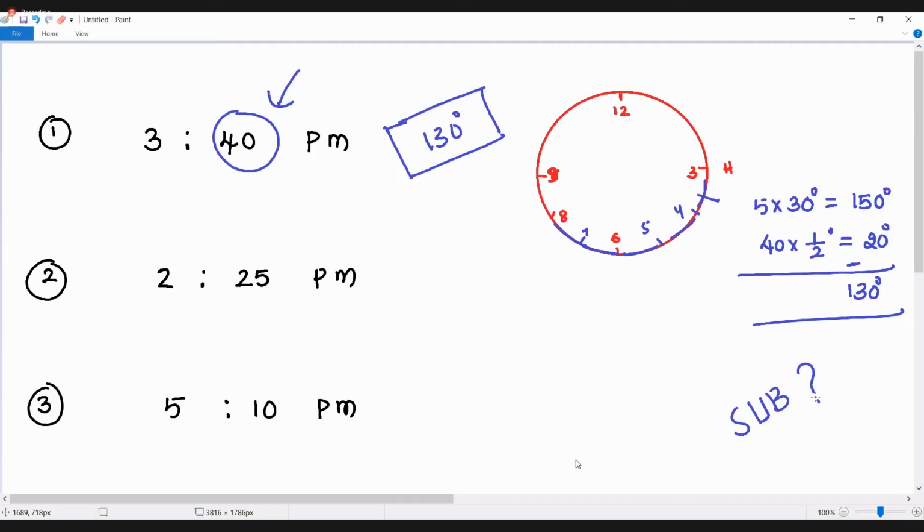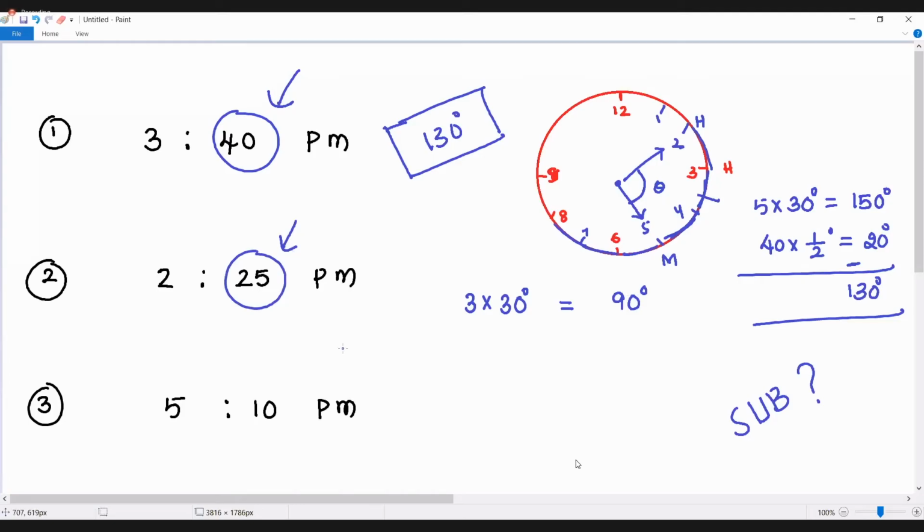Let's observe one more question. 2:25. Where will the hour and minute hands be? This is 1 o'clock and 2 o'clock. 2:25 means the hour hand is pointing towards 2, and 25 means the minute hand is pointing towards 5. So we have to find this angle. How many hours of gap are there? 2 to 3, 3 to 4, 4 to 5. Total 3 hours of gap. 3 into 30 degrees gives 90 degrees as the angle.